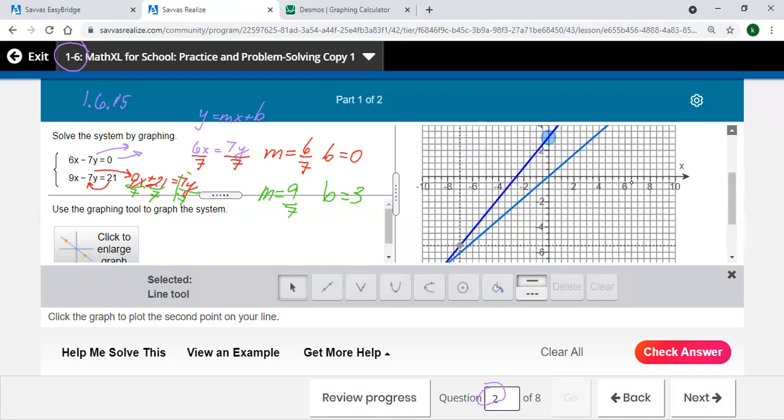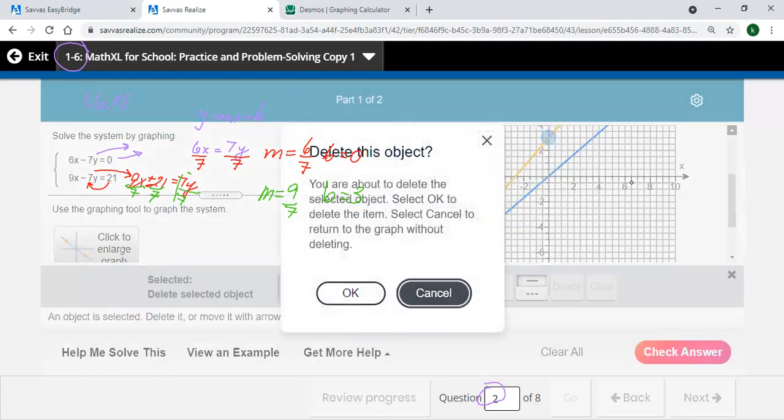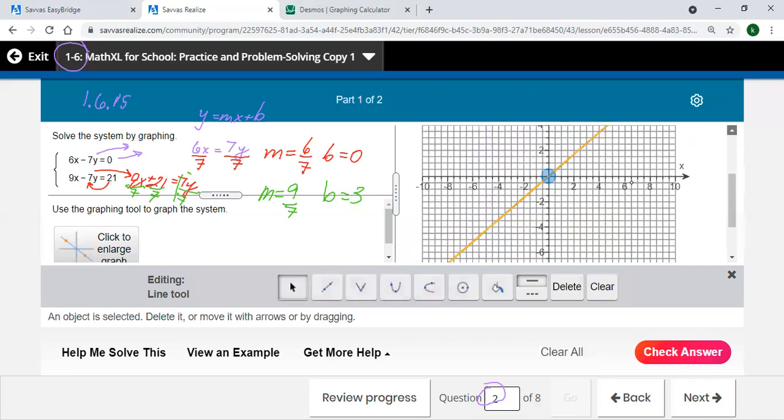Right there to get to the 7. Oh, that didn't work out. Let's delete that point. Oh, it took out my whole line. Start over. All right, again, I'm doing the green here.